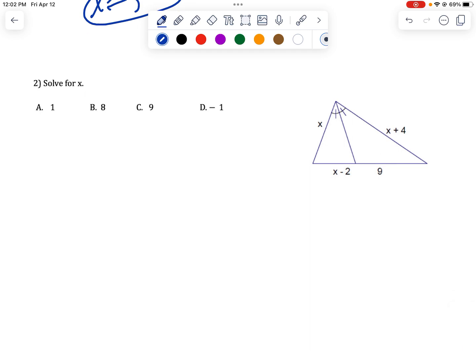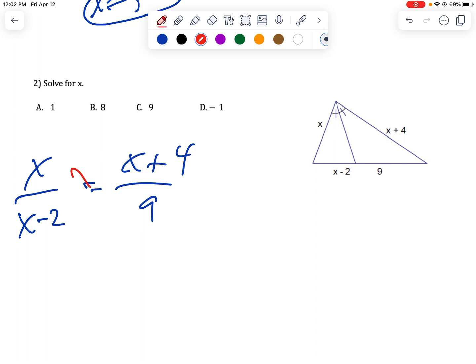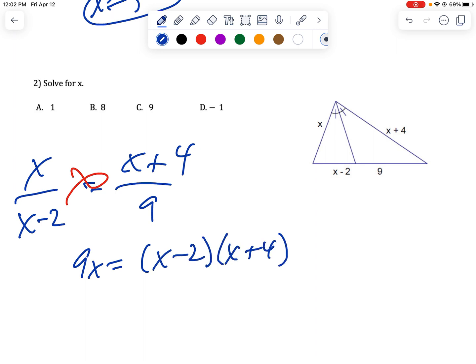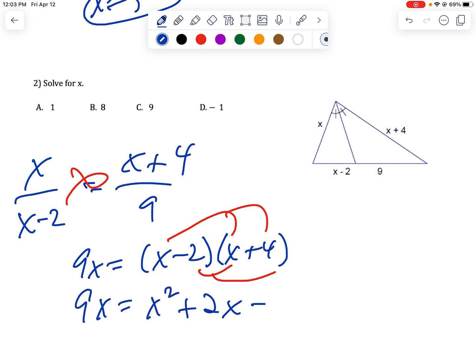Next one, number 2. Number 2 is our angle bisector theorem. That means, hey, this is from chapter 8. I can set up a proportion, minus 2, and solve for x. Cross multiply. 9x equals x minus 2 times x plus 4. I'm going to have to multiply these, double distribute, FOIL, whatever you call it, to get x squared plus 2x minus 8.